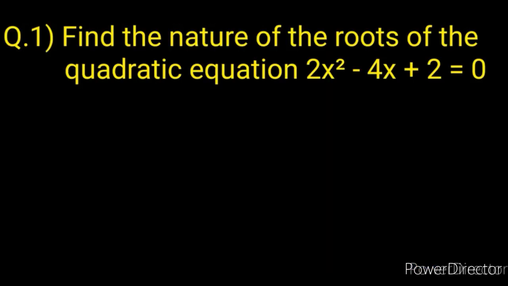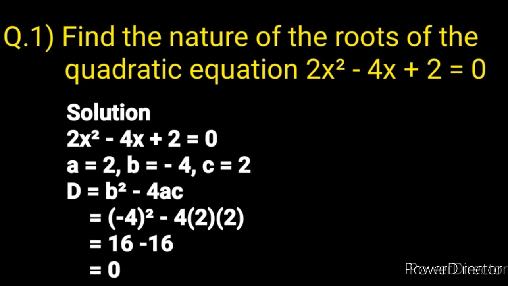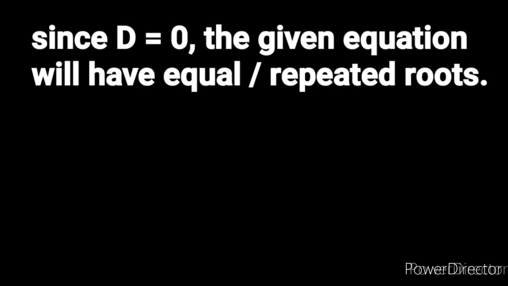Now let's see the first question. Find the nature of the roots of the quadratic equation 2x squared minus 4x plus 2 equals 0. So let's write the equation a, b and c, and let's find d, b square minus 4ac. Here you see that the discriminant is coming to 0. So if discriminant is 0, what is the nature of the roots? Since d is equal to 0, the equation will have equal or repeated roots because the discriminant was 0. That's why it has got equal or repeated roots.